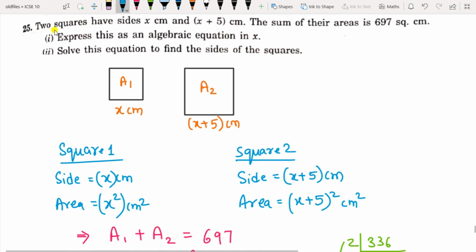Question 25 is, two squares have sides x and x plus 5. So let its area be A1, and this area be A2. The sum of their areas is 697 square centimeter. Express in the equation form and solve this equation to find the sides of the squares. So for square 1, side is x, therefore area will be side square, so x square. For square 2, side is x plus 5, therefore area will be side square, that is x plus 5 square.